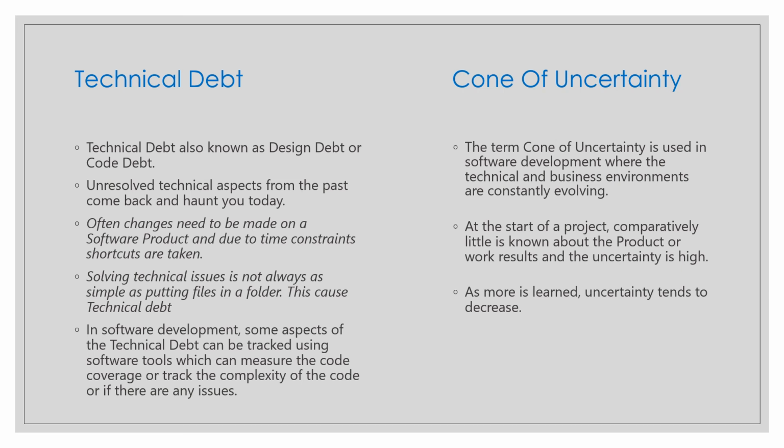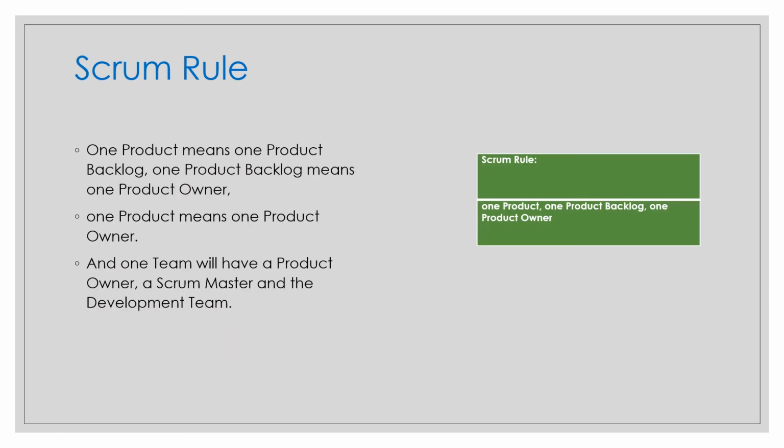That graph, the parabola, is your cone of uncertainty, where your software development, technical and business value, will go constantly, and it will evolve and emerge constantly and give output. Okay, so we have seen the Scrum rule, right?